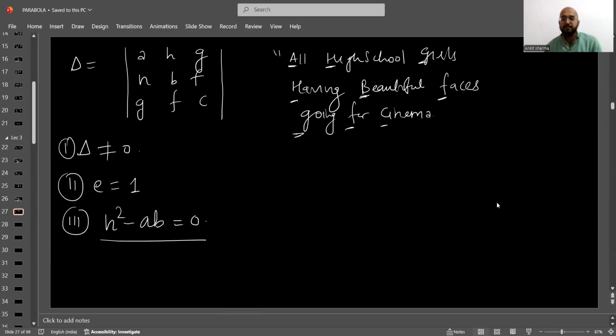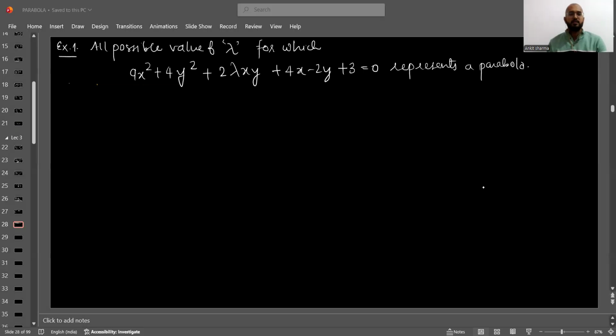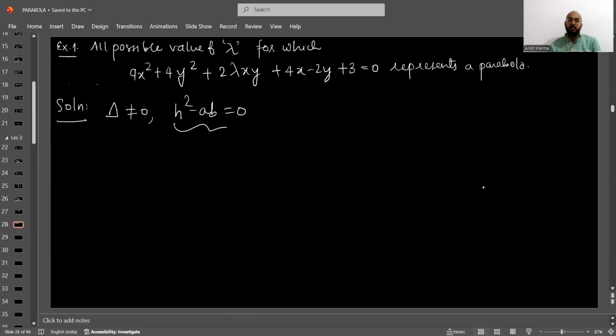Now let's see. There I have this equation. Now I want all possible values of lambda for which this equation represents a parabola. Of course, this is the general equation, so I should be thinking about only two things: that delta shouldn't be 0 and h² − ab must be equal to 0. There is no point solving for delta for the time being, because if delta is not equal to 0, how would I get lambda? So lambda will be given by the condition holding the equality, so we'll go for h² − ab = 0.